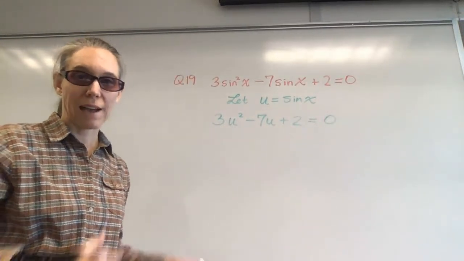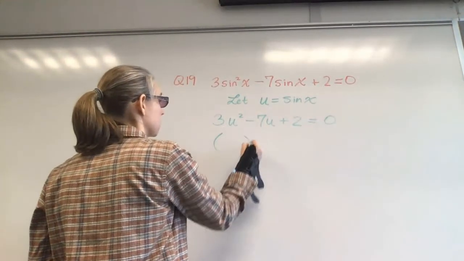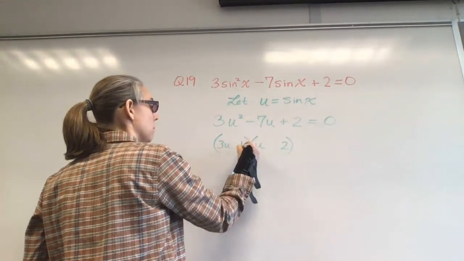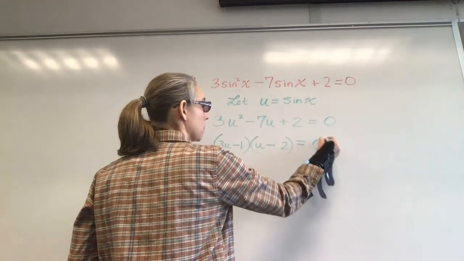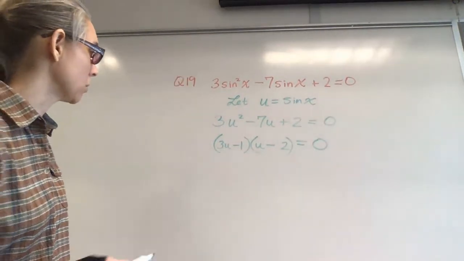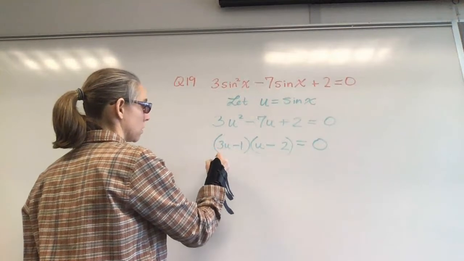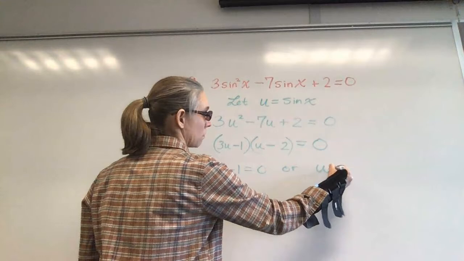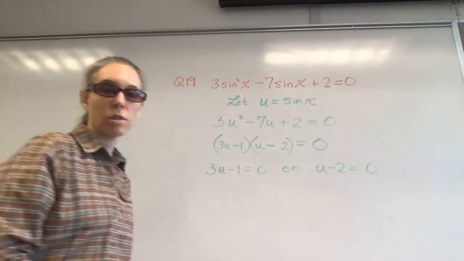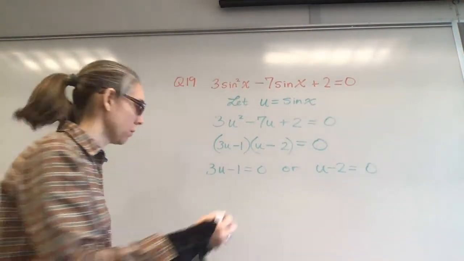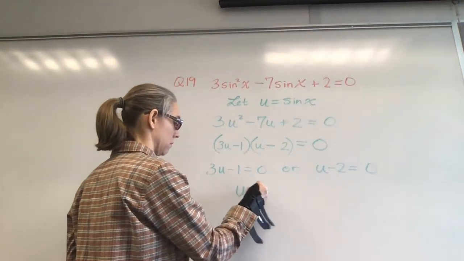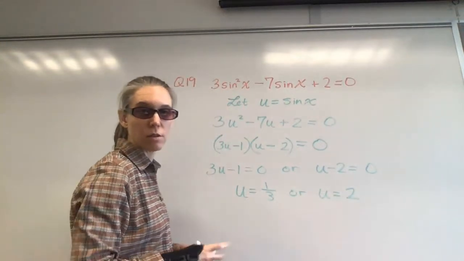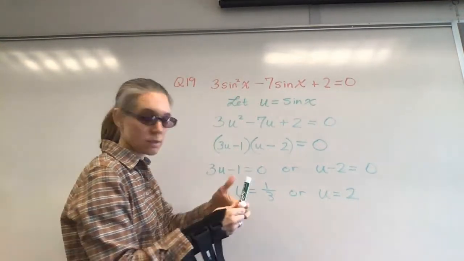So now we're going to factor this quadratic, and set each factor equal to 0. Okay, so once you get to this point, you can then solve for u, and replace u with what u is equal to, sine of x.